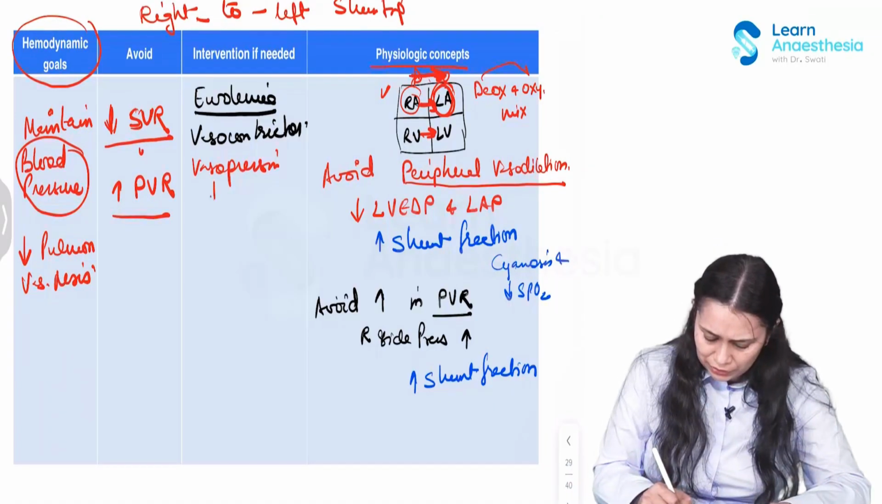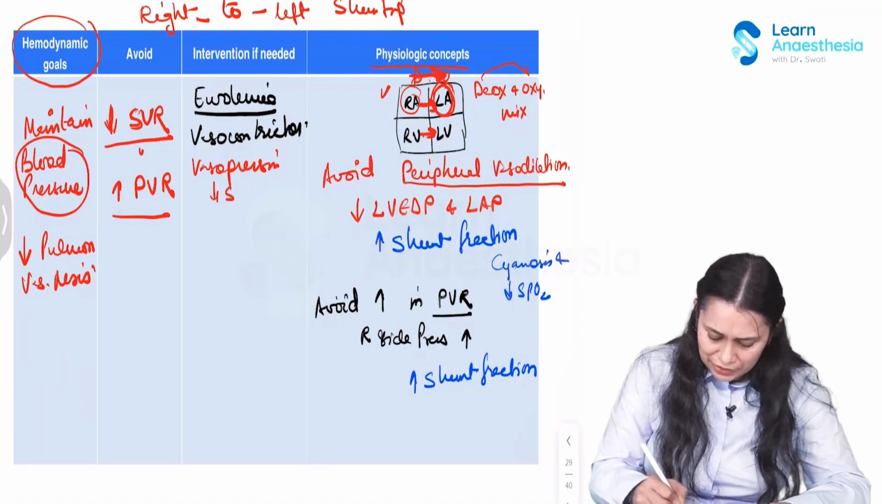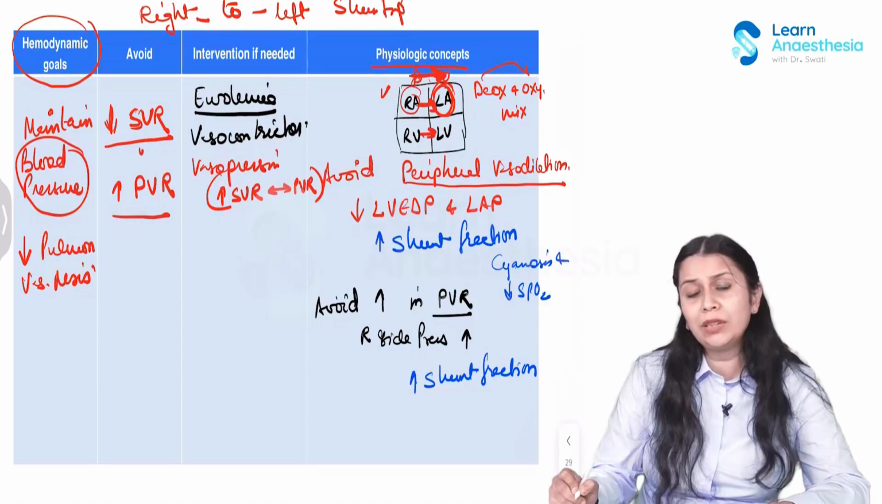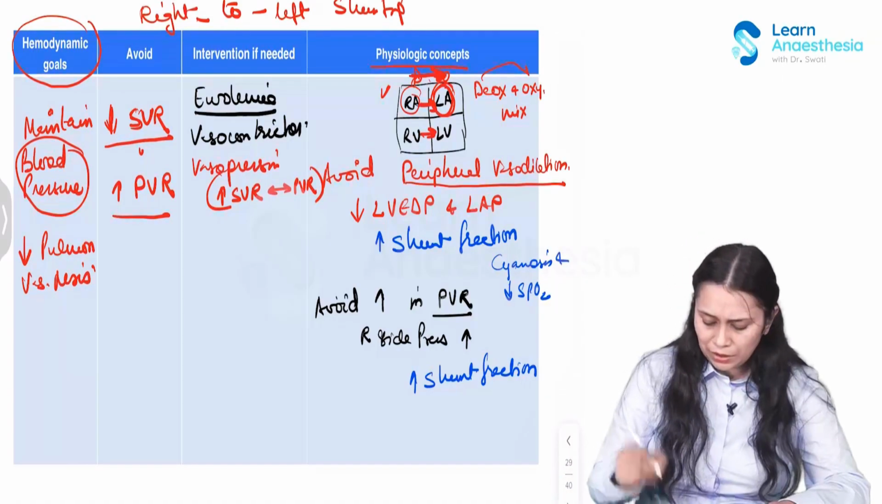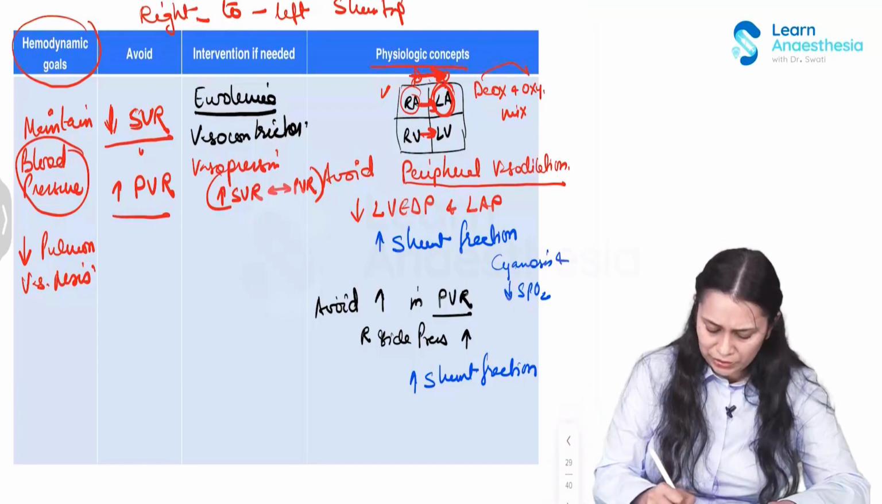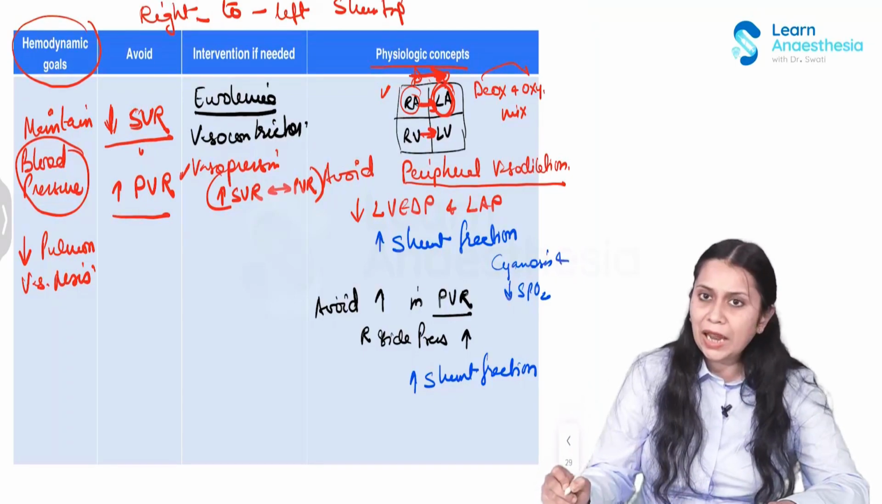So vasopressin increases systemic vascular resistance, increases SVR, and has no effect on PVR. So this is better than phenylephrine. Phenylephrine would increase both SVR and PVR. Here PVR is not affected, only SVR is increased. So vasopressin would be the best for right to left shunt.